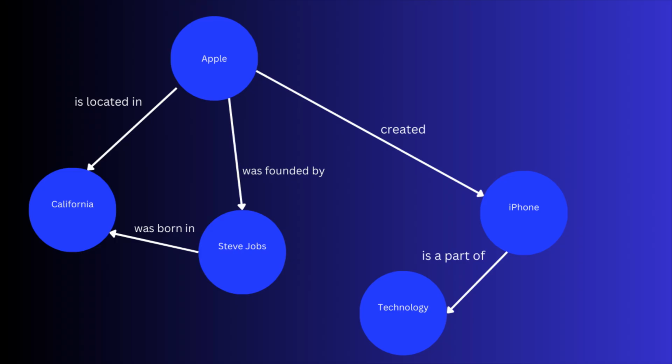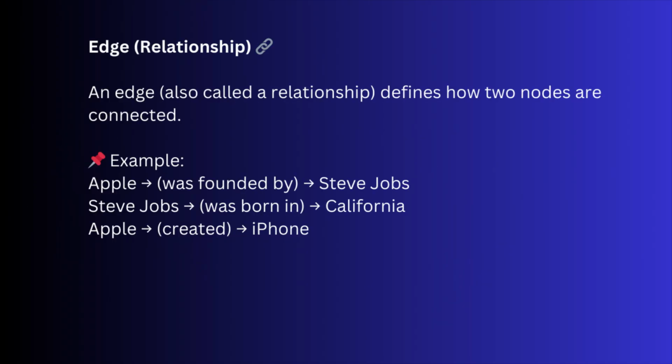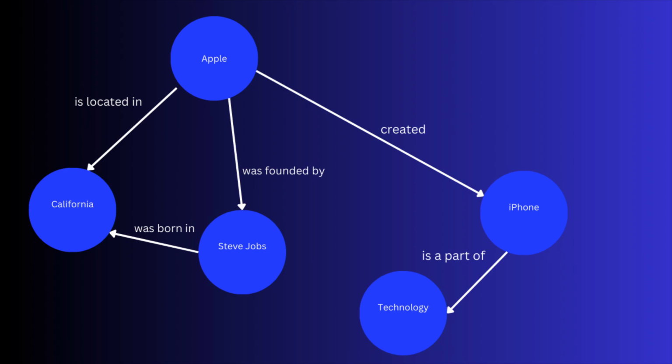The next term is relationship, which is also called an edge. In this example, the word founded by is the edge between Apple and Steve Jobs. The word created is the edge between Apple and iPhone. So nodes have relations with each other using edges.